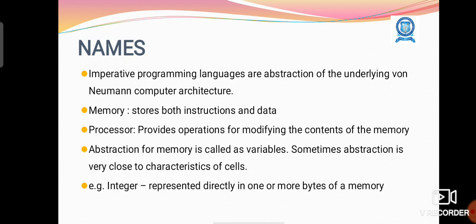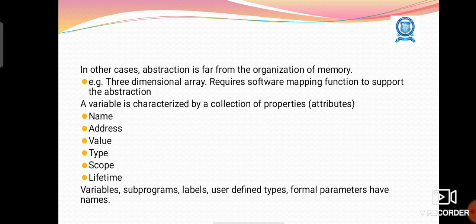Sometimes abstraction is very close to the characteristics of cells, for example an integer, represented directly in one or more bytes of memory. In other cases, abstraction is far from the organization of memory, for example a three-dimensional array. It requires a software mapping function to support the abstraction. A variable is characterized by a collection of properties or attributes like name, address, value, type, scope, lifetime.